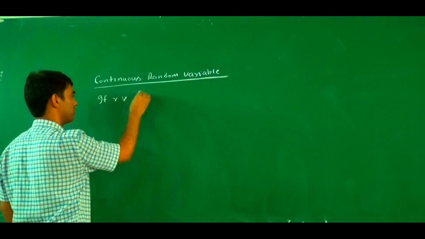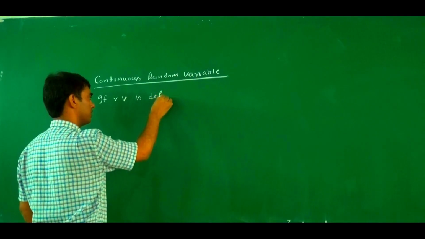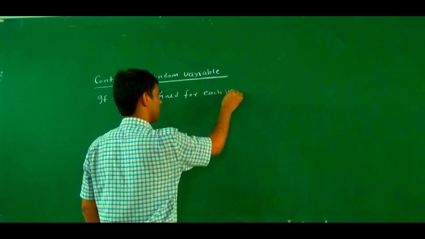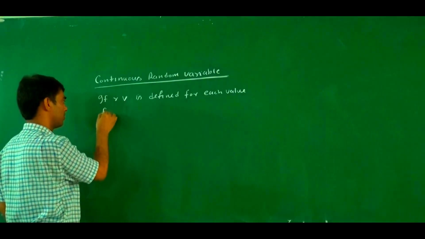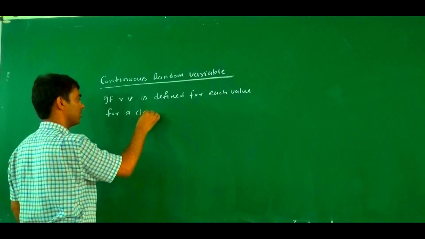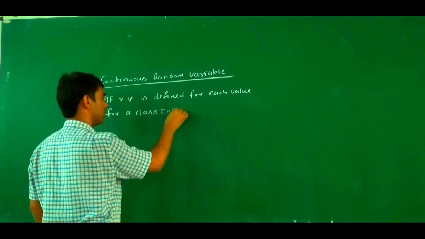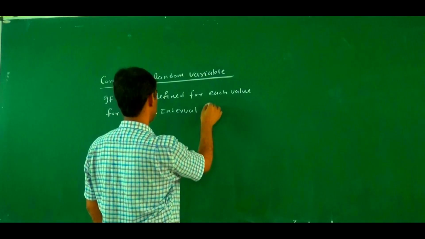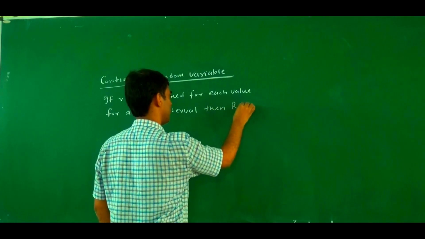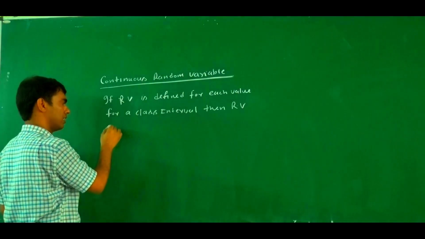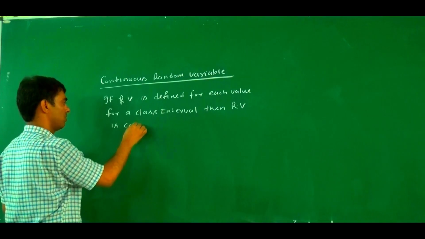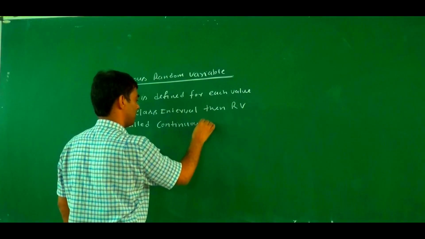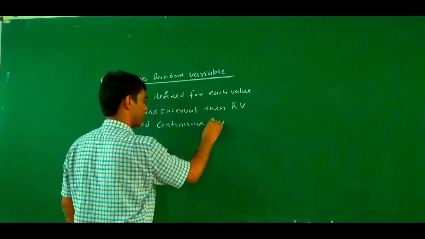So if a random variable is defined for each value of a class interval, then that random variable is called a continuous random variable.